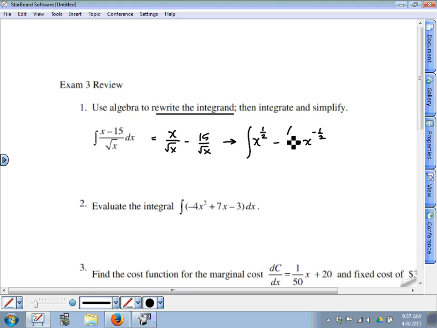And you can take the integral of each term separately. Integral of x to the 1/2 is x to the 3/2, and then you need to multiply by 2/3. And then the integral here, so 30, is x to the positive 1/2.